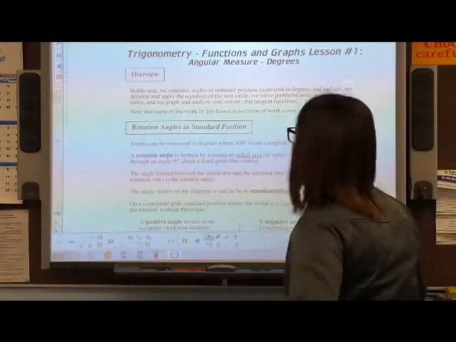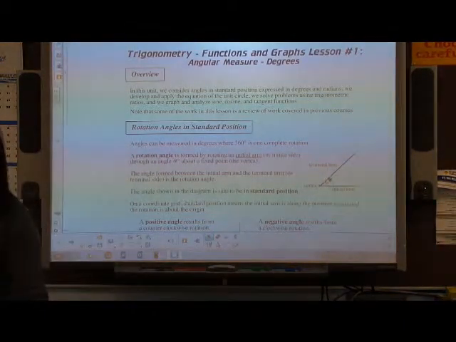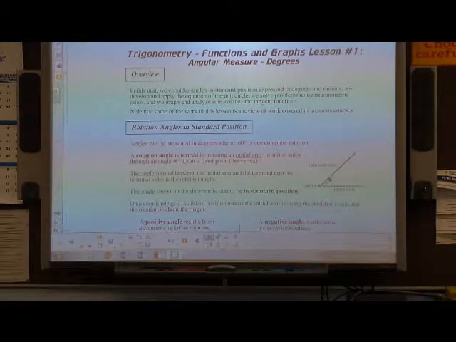Chapters 8 and 9, which are the trig chapters, we're going to be looking at angles in standard position expressed in degrees and radians, developing the equation of the unit circle, solving problems using trig ratios, and then graphing and analyzing the sine, the cosine, and the tangent functions. Some of this stuff is review, some of this stuff is going to be new.